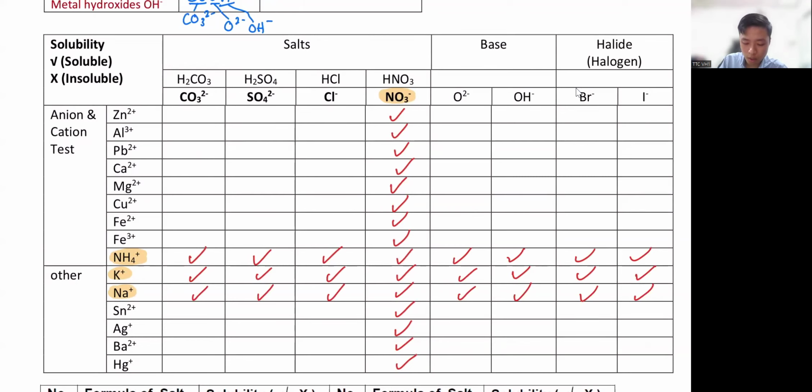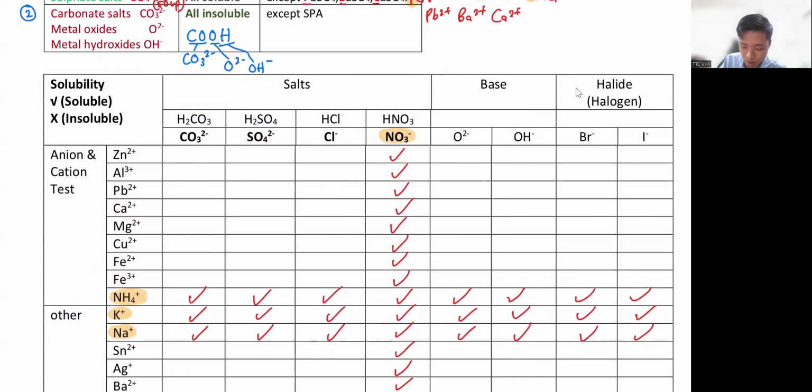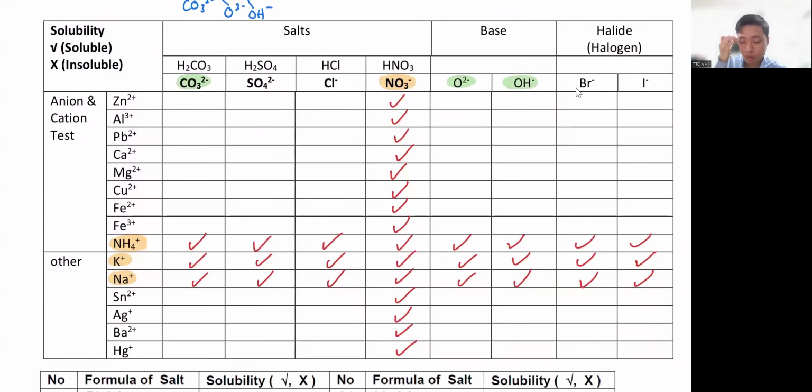So move on to the other one. The second rule is COH. So COH looks at CO3 2-, O2-, and OH minus. All these are insoluble. You have one to tick, you have one to cross. But of course, when they meet spun salt, then it is soluble. All these are insoluble except when they meet spun salt.